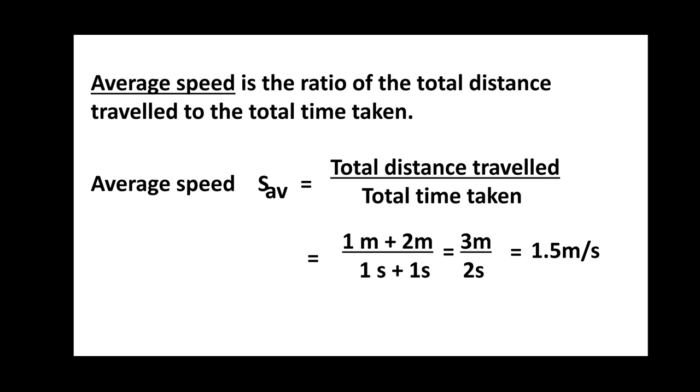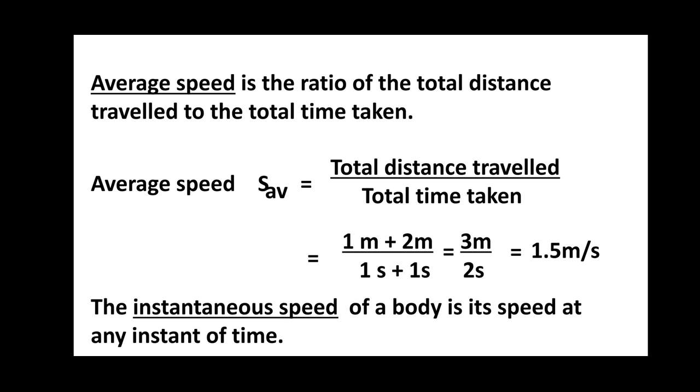Now, if we have to find the speed of an object at its first second, then we will be finding its instantaneous speed. The instantaneous speed of a body is its speed at any instant of time.